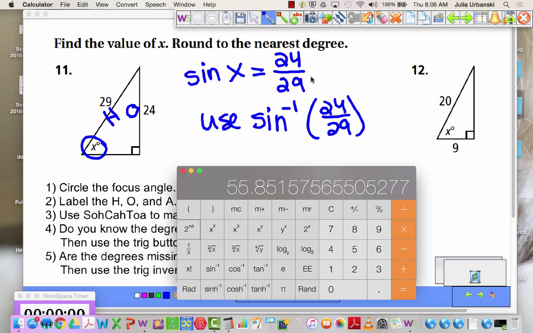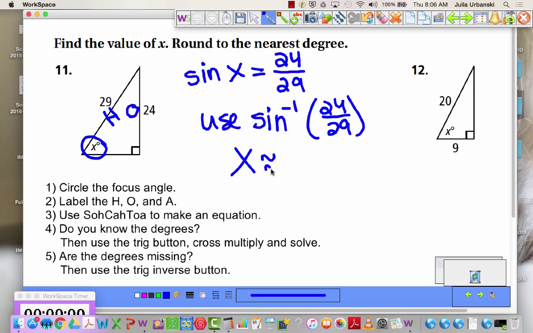Alright, directions said nearest degree. See up here, it doesn't say the nearest tenth, it says the nearest degree. So what would it be? Not 55.9, what would it be? Nearest degree is the whole number. 56. So x is about 56 degrees. So here's the important thing. You have to know that if the degrees is missing, that's what we're going to find. X is 56 degrees. And you do that using the inverse on your calculator, not the regular one.